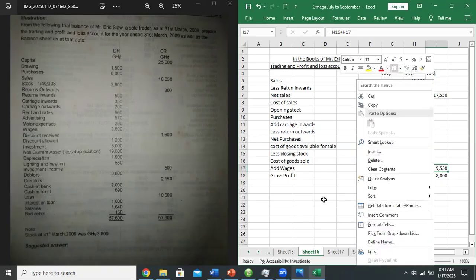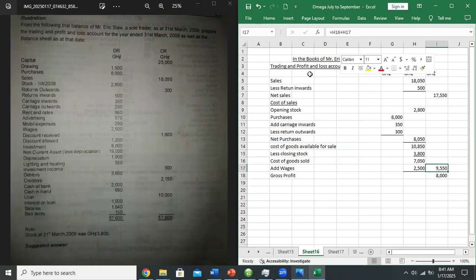So ordinarily that would have ended the trading account, but since we are continuing with the profit and loss account, you just move on. When you have your gross profit, you add other income, right?